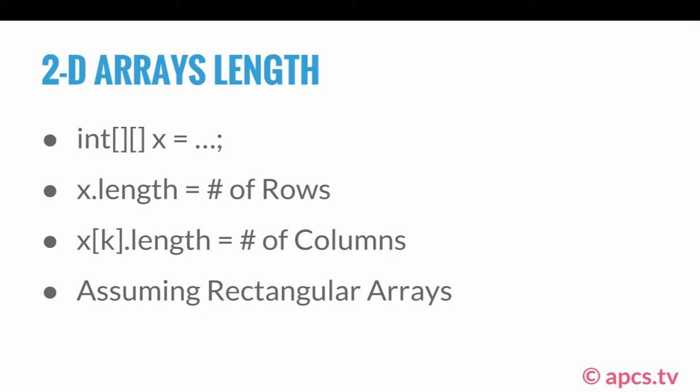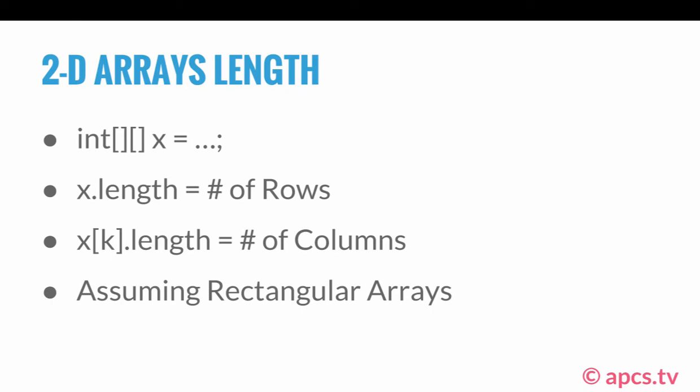Now, array.length, when you use that with two-dimensional arrays, doesn't return the number of elements in the two-dimensional array. So let's say that we have a two-dimensional integer array named x, and we say x.length. x.length will return the number of rows, and then if we go x[k].length, we'll get the number of columns. Now this is assuming that it's a rectangular array. If it's not a rectangular array, we can have some problems, so we'll be using rectangular arrays.